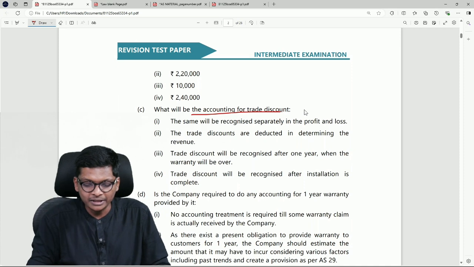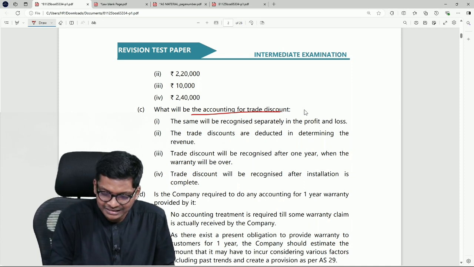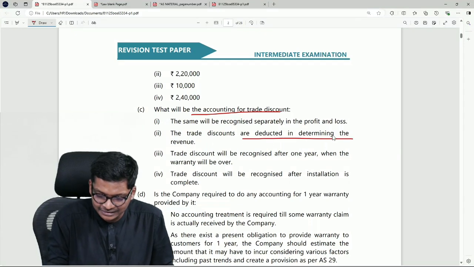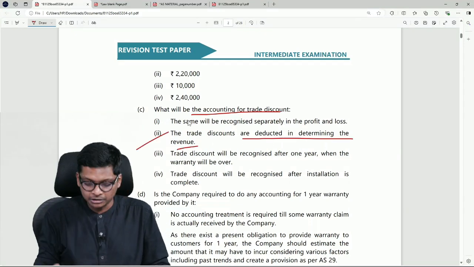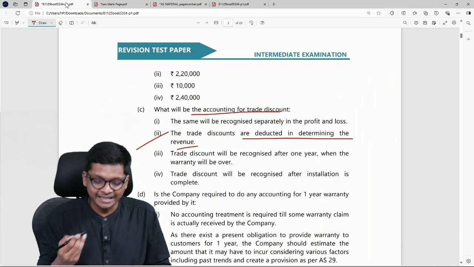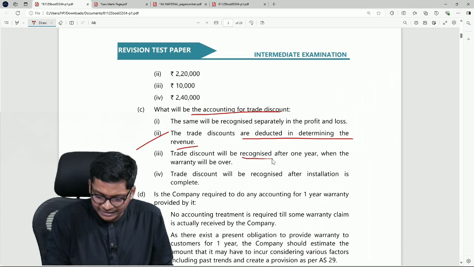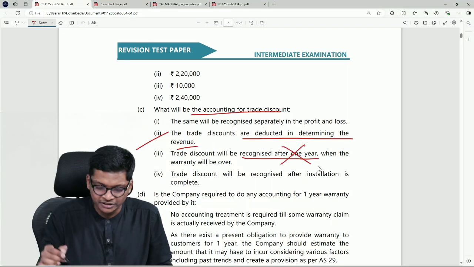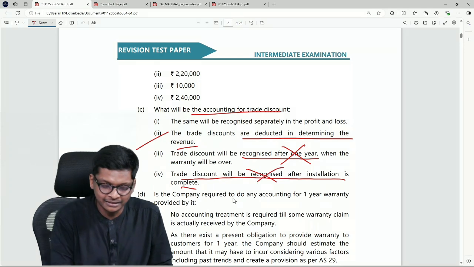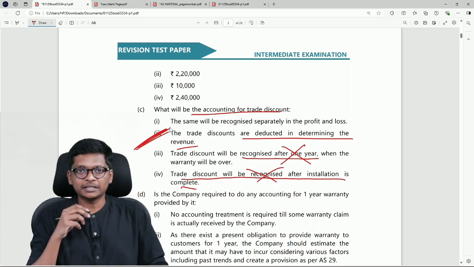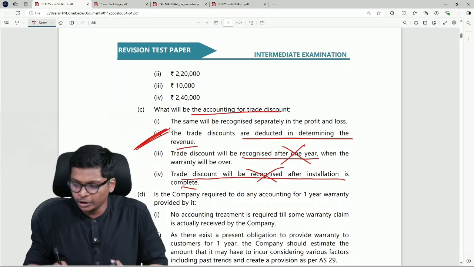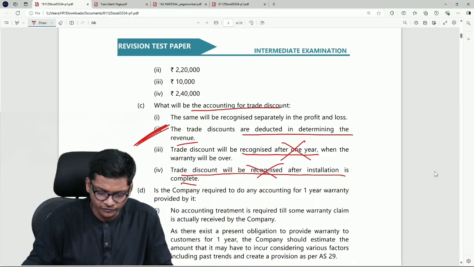What will be the accounting for trade discount? Is the same recognized separately in P&L? No, we don't recognize. They are deducted in determining the revenue. Yes, trade discounts are reduced. See here, 450, we are reducing trade discount. Trade discount will be recognized after 1 year? No, we never read a provision like that. Trade discount will be recognized after installation is complete? Nothing like that. Answer is 2. Trade discount will not be recognized in the books of accounts. It will just be reduced from the value of sales.